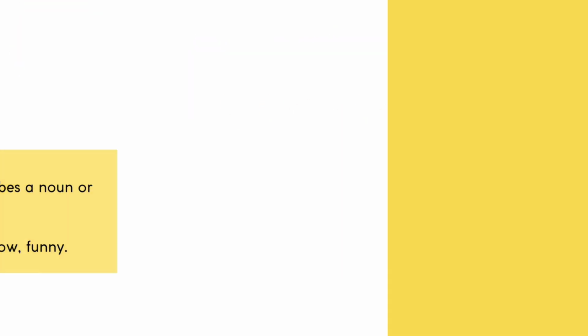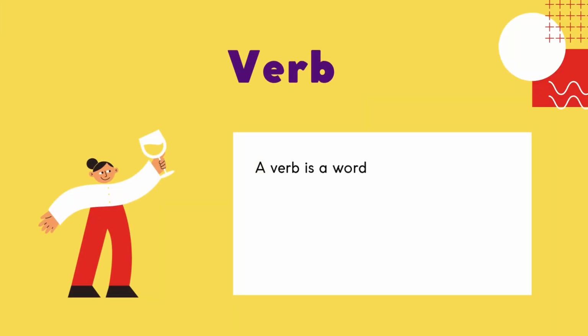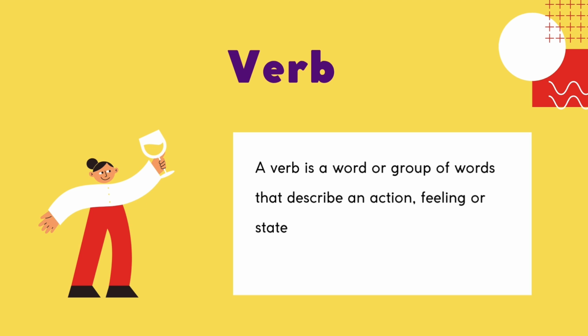Next the verb. A verb is a word or group of words that describe an action, feeling, or state. Some examples are drink, look, think, love, hope.